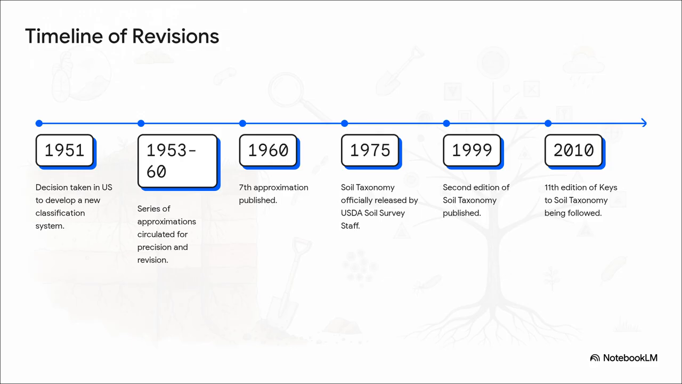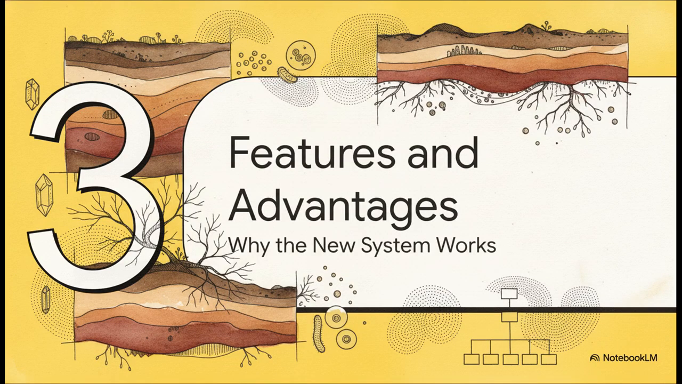It was later supplemented and officially released as Soil Taxonomy by the USDA Soil Survey staff in 1975 as USDA Handbook No. 436. The system just kept evolving, leading to a second edition in 1999 and by 2010, the 11th edition of Keys to Soil Taxonomy. Let's shift gears to Section 3, Features and Advantages. Basically, why this new system actually works.